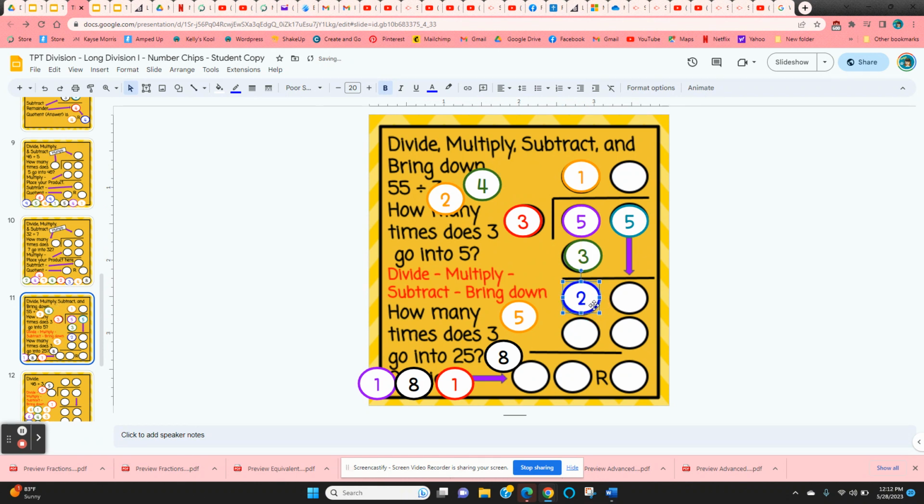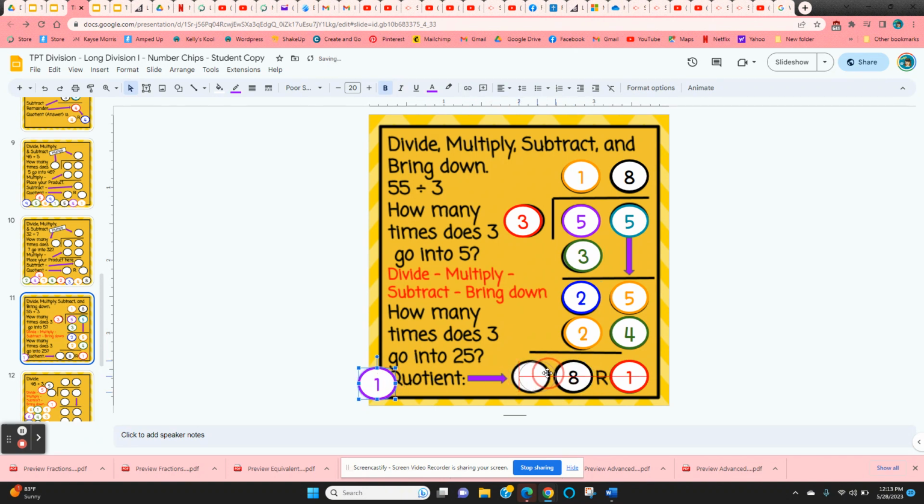Now they're going to do that last step, which is bring down. They're going to bring down the 5. Now they're going to start all over. They're going to divide again. 3 goes into 25 8 times. Multiply. 8 times 3 is 24. Subtract, and they've got their answer. The quotient up here, 18. Remainder 1.